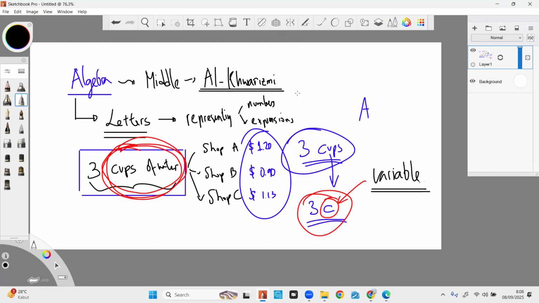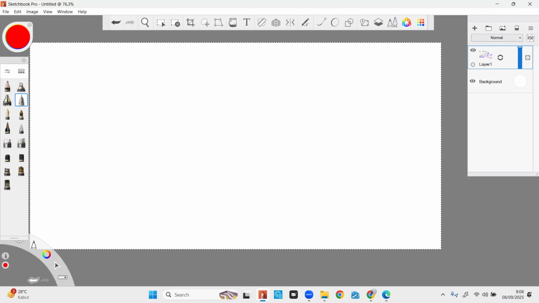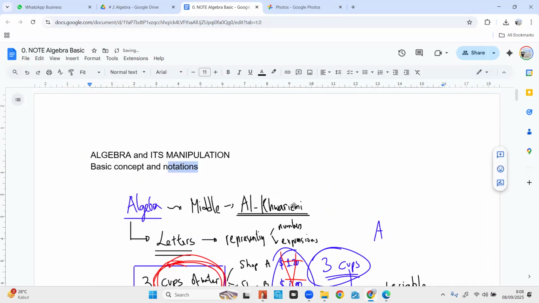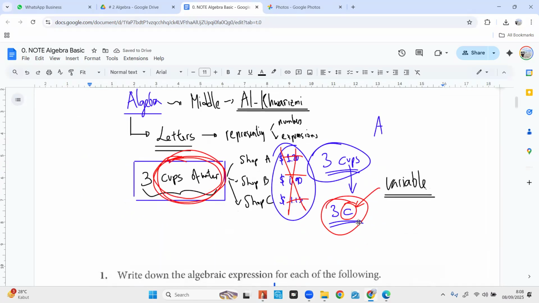You use letters to represent different kinds of numbers or specific unknown numbers. Let's say you don't know yet the price in shop A, shop B, shop C. No matter, don't worry about this. We just want to buy 3 cups of water. That's our shopping list, or that's what needs to be found. So this is the concept. The variable can be simplified into letters. No longer using cups of water, but use C.